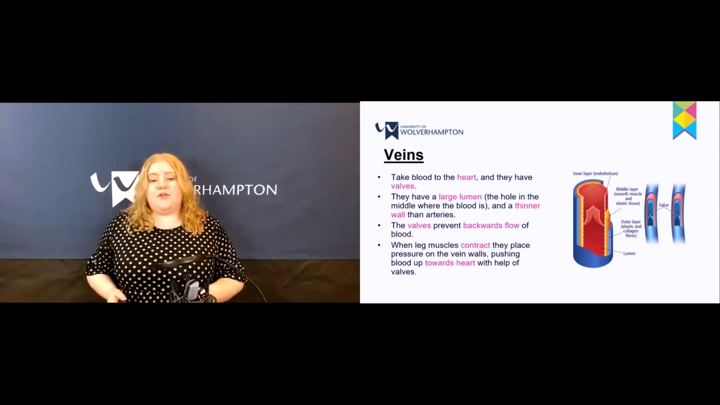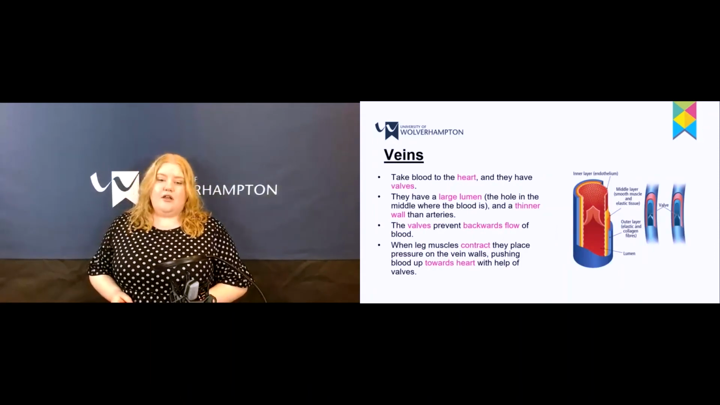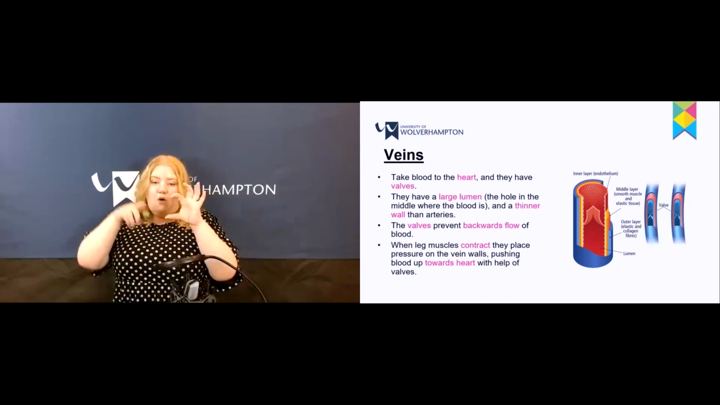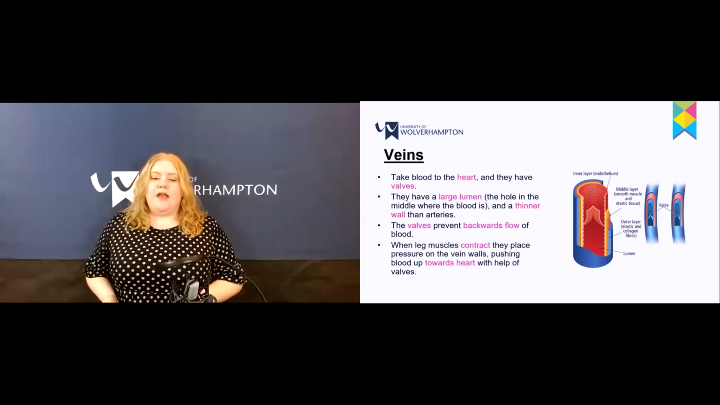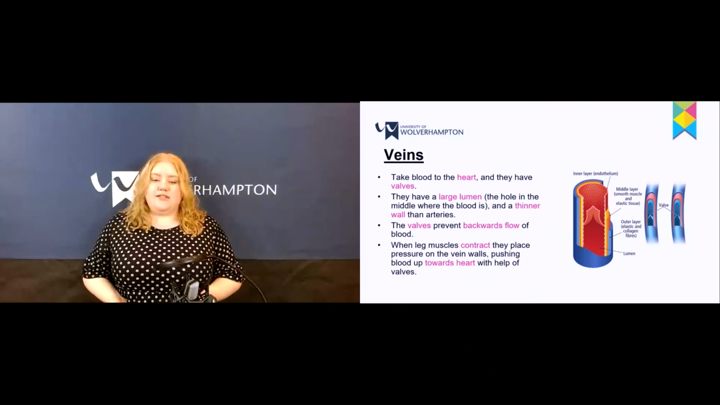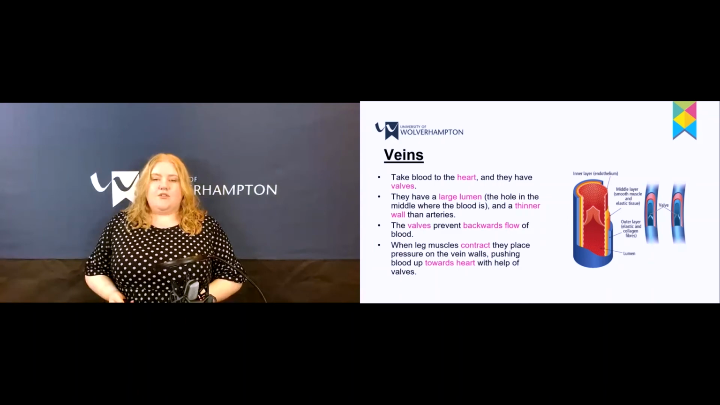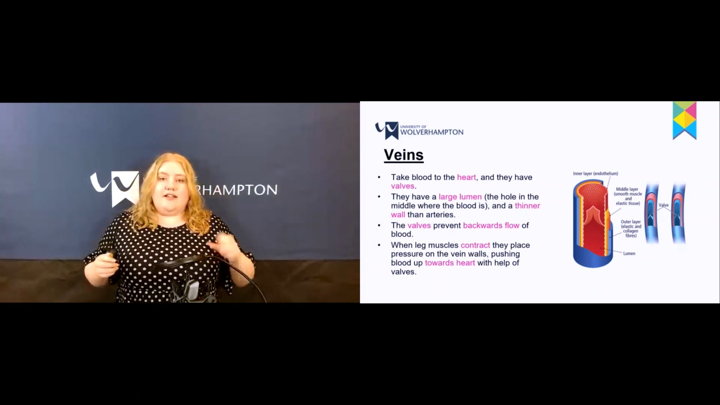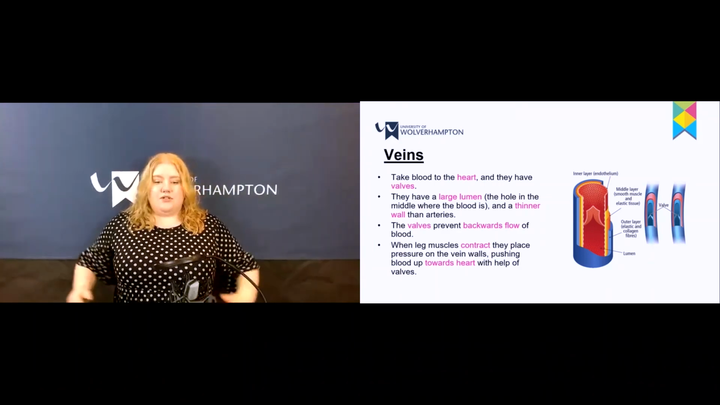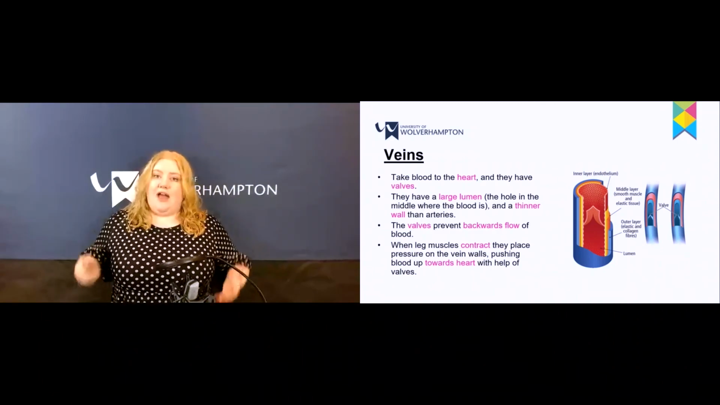Veins take blood to the heart, and they have valves. They have a very large lumen, which is the hole in the middle, which is where the blood flows through, and slightly thinner walls than arteries. The valves that are in there prevent any backflow of blood. So when your leg muscles contract, this places pressure on the vein walls, which pushes blood up towards the heart with the help of these valves.